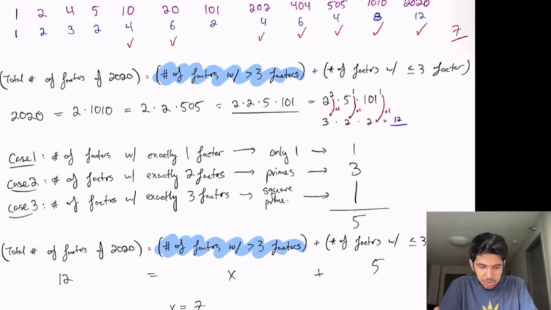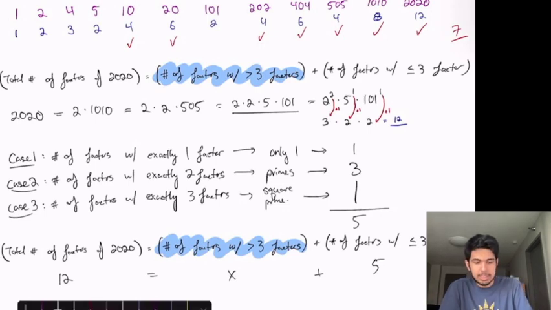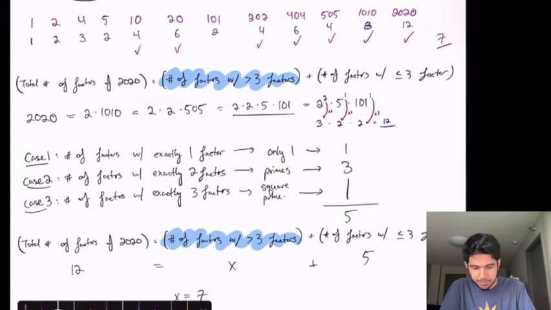The main thing I want you to take away from this problem is this trick here of finding the number of factors of a number. This comes up so often, it's very, very helpful to know. So that would be this question.